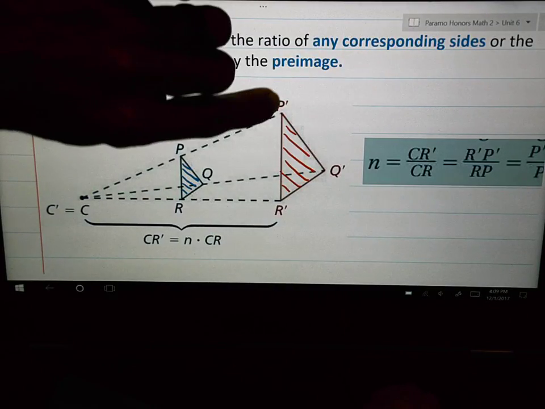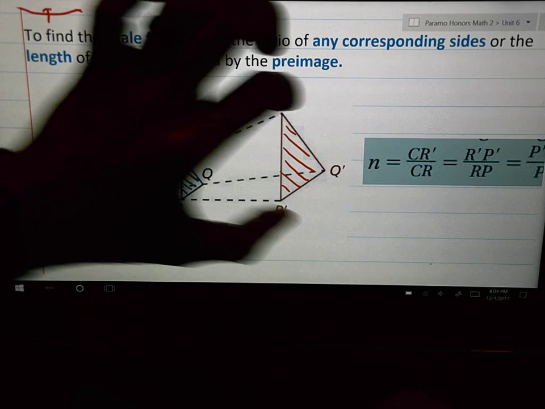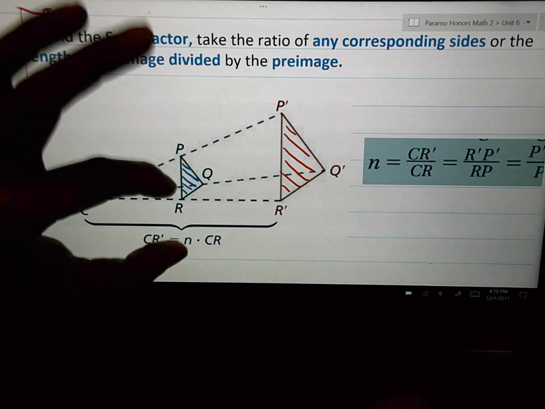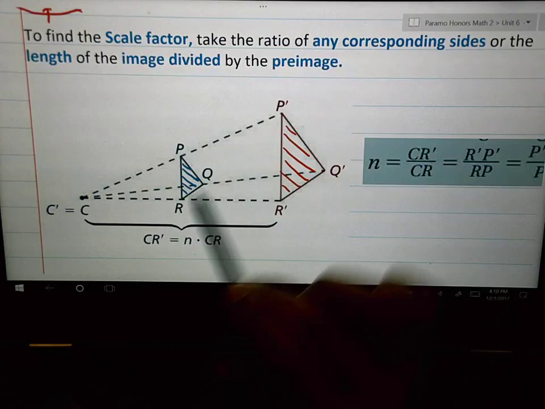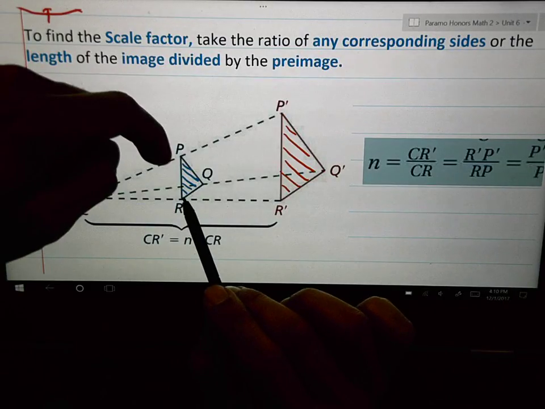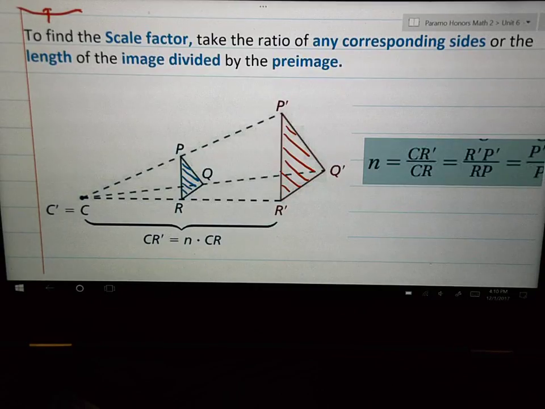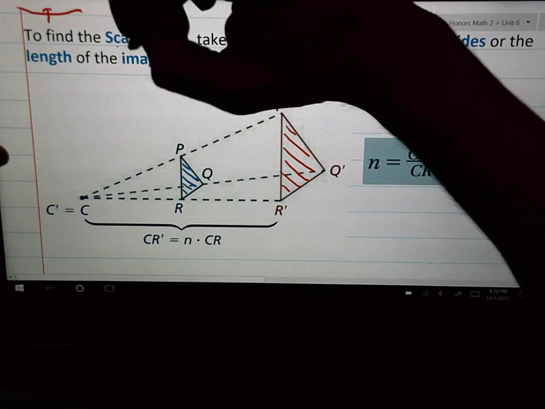How do I know that? Because it has these little primes. This is the one that was done after. Something was done to this thing first, this blue one, to create this red one. This is the image. This is the pre-image. This is the before. This is the after. Well, you can tell in this picture, it's an enlargement because your scale factor is greater than 1. And so the way you can figure out what your scale factor is, this is a very big key word here.